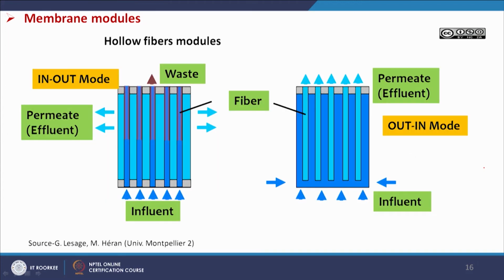And this figure shows us how the hollow fiber modules work. Here the influent may be through the inner part of the hollow fiber, so the permeate will come out from it. Then this will be our waste or retentate, and this is in out mode. So, the influent is from the inner side of the hollow fiber and from the outside we are getting permeate. In the reverse case, it may go from the outside and from the inner side we can get the permeate. So, this is our effluent, this is our influent coming here, and we are getting the permeate here. That is out in mode. So, these are the fibers.